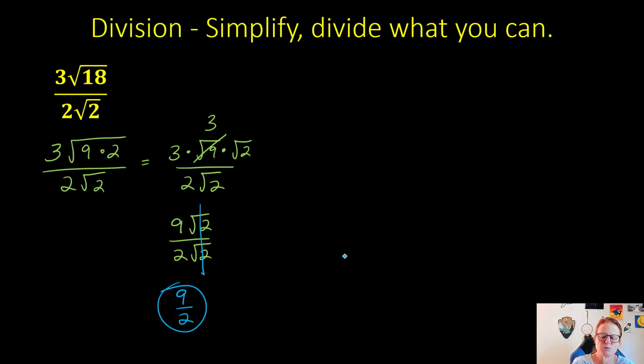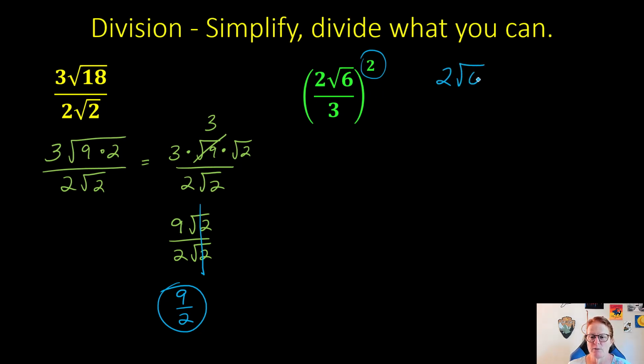So here's your next one. This one's a little harder. I have basically a division problem inside, but I also have multiplication here because of this squared here. So I'm going to take this and multiply it by itself. So I have 2 square root of 6 over 3 times 2 square root of 6 over 3.